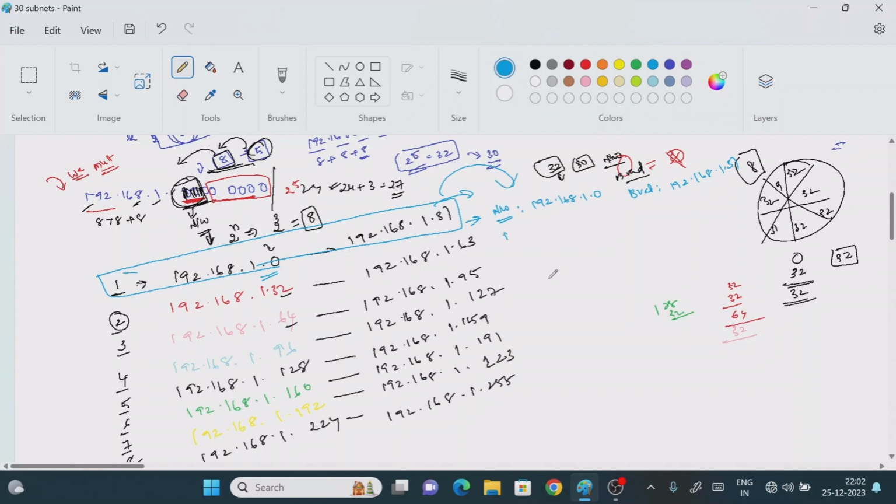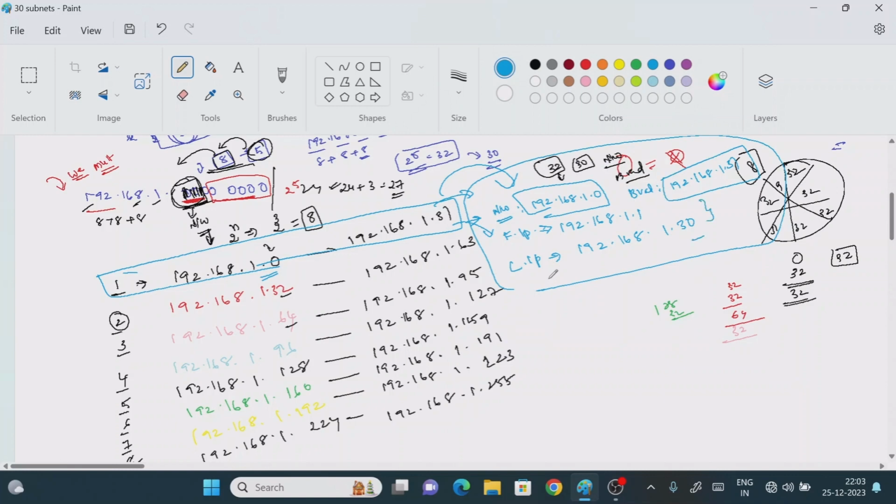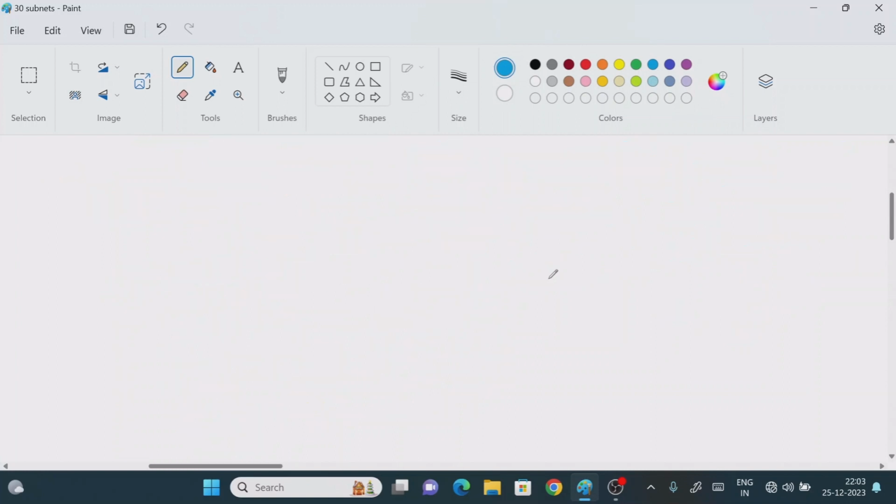So now what is the first usable IP address? For this network I'm explaining, guys, 192.168.1.1 is the first usable IP address. What is the last usable IP address? 192.168.1.30. So for each network, the first and last addresses we are not using for the host purpose. Remaining 1 to 30 only we are using for the host purpose. So for each one, we need to find out the starting usable IP address as well as the ending IP address, like that we need to find out, right?